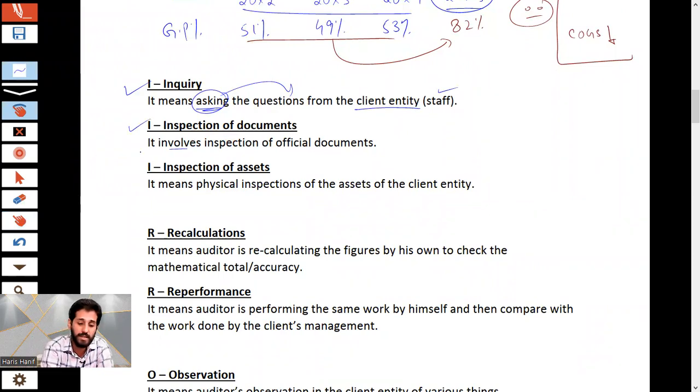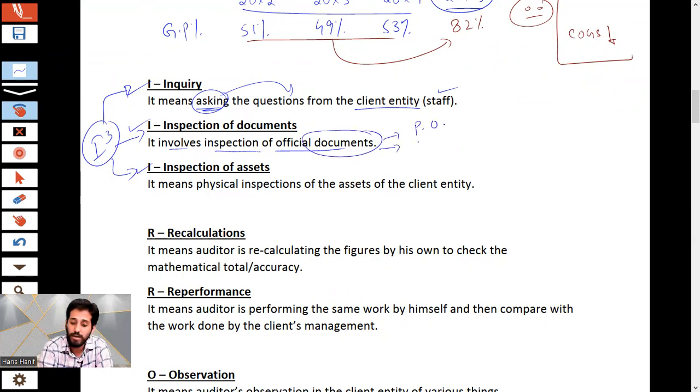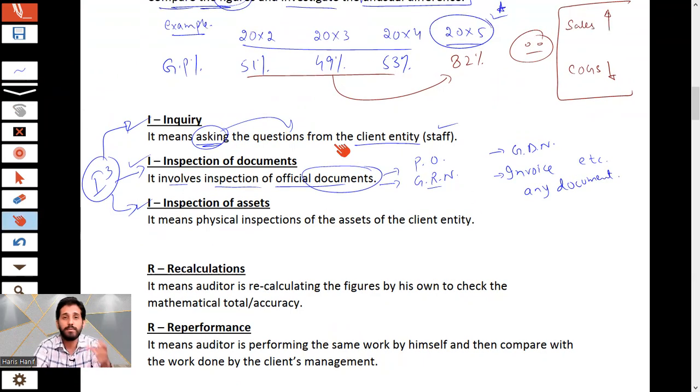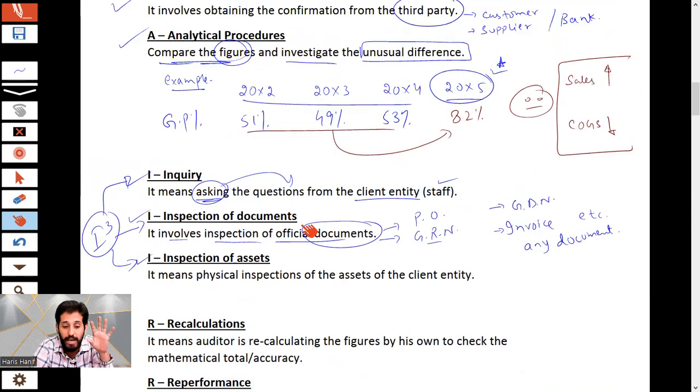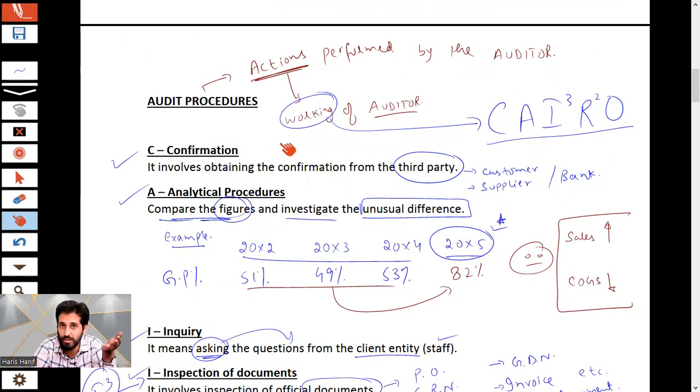Okay. Now, inspection of documents. This is basically I3: inquiry, inspection of documents, and inspection of assets. It involves inspection of official documents, like purchase order, like GRN, that is goods received note, like GDN, that is goods delivery note, like invoice, etc. Any document, like your bank statement, is a document. For example, you ask me, Mr. Harris, what is your bank balance? I have answered you. This is the inquiry, the procedure from your side. And if you inspect my bank statement, it's the inspection of documents. And if you confirm it from the bank, it's known as the confirmation.